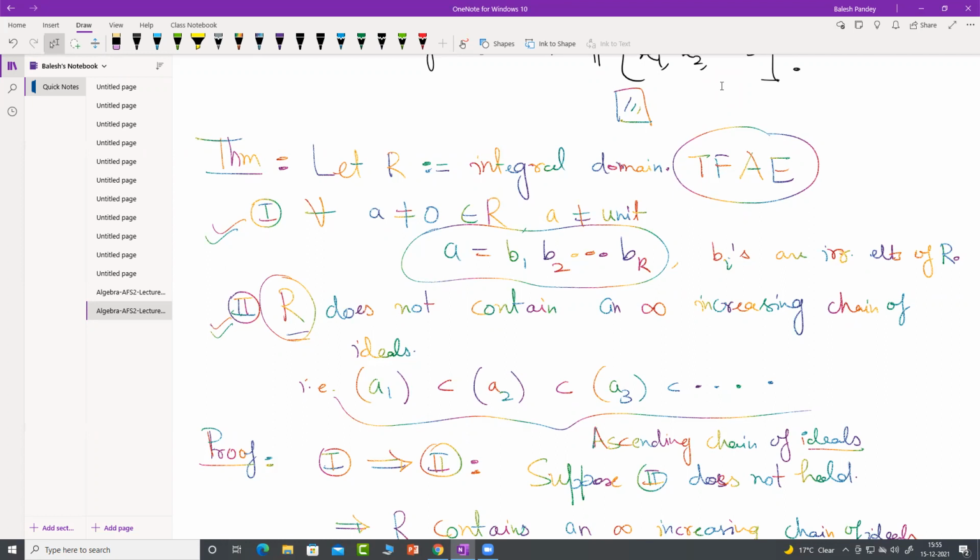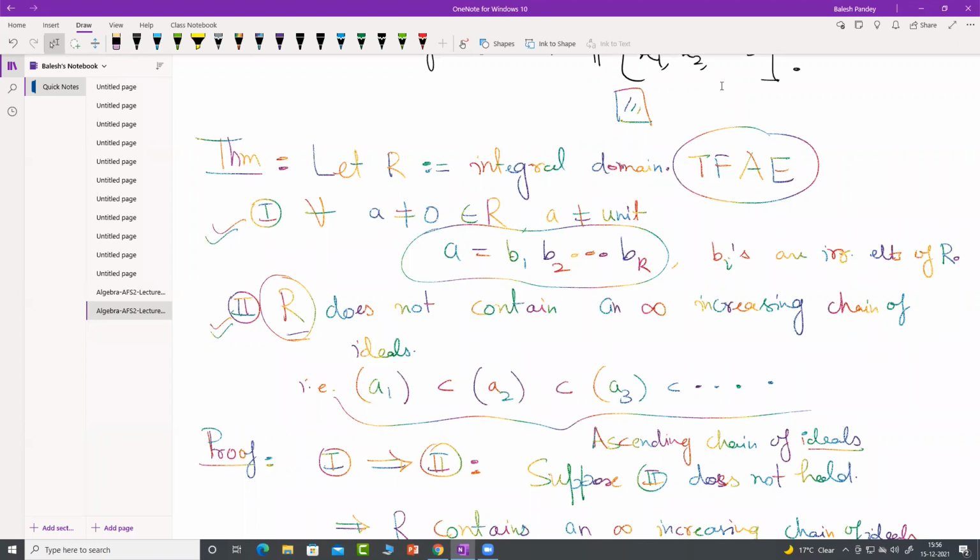Any one of you? The field has only the trivial ideals. That is okay. What about the non-zero elements? Every non-zero element is a unit. Correct. So what happens in the field? Can you find an irreducible element in the field? Do you have an irreducible element in the field? No, right? Every non-zero element is a unit.